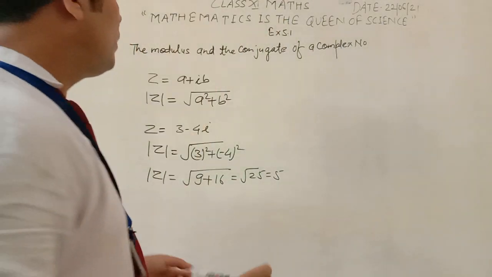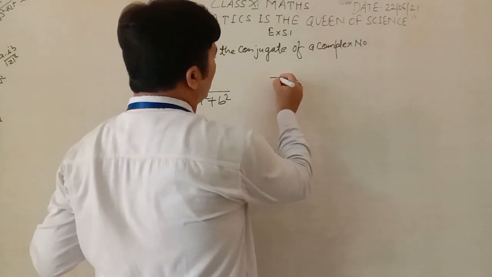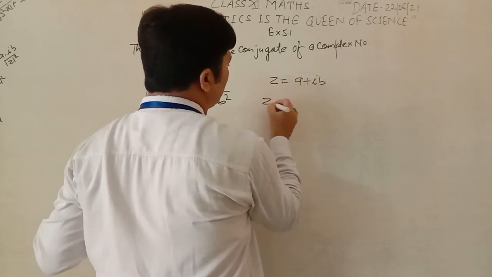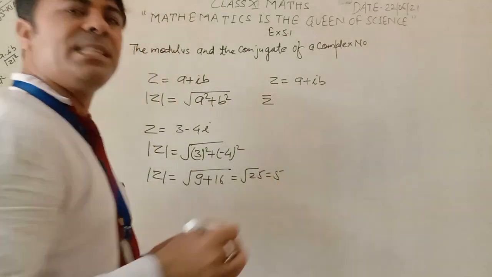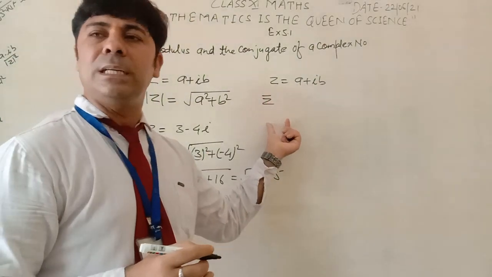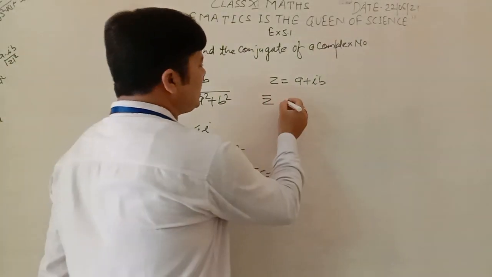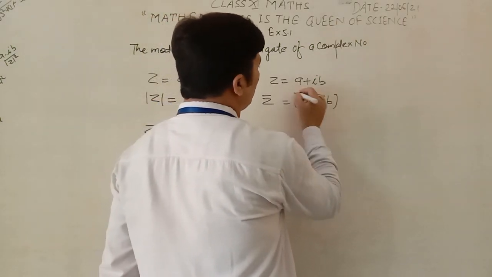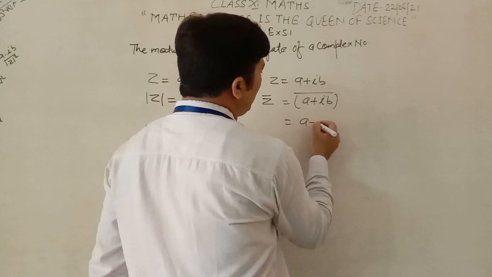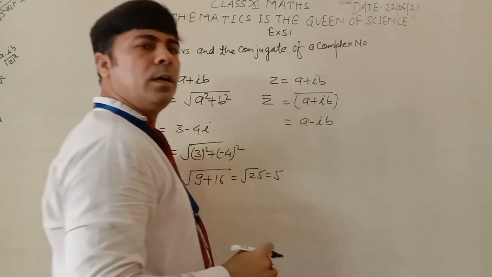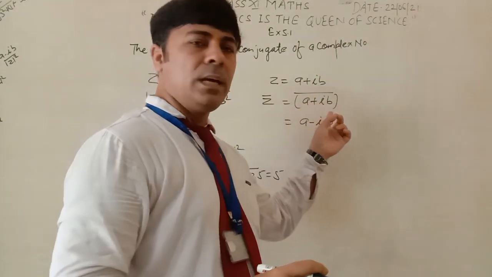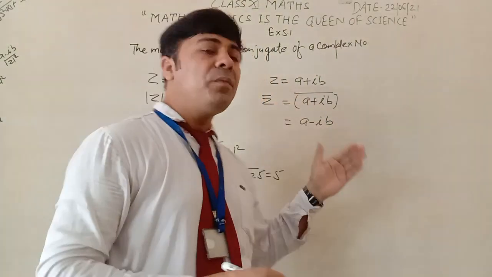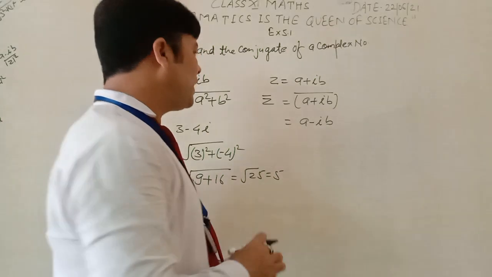Now we will study the conjugate of z. If you have given z is equal to a plus ib, then the conjugate is represented by z bar, and it is equal to a plus ib whole bar, means it is a minus ib. You only have to change this sign. If it is plus, then it becomes minus. If it is minus, then it becomes plus.